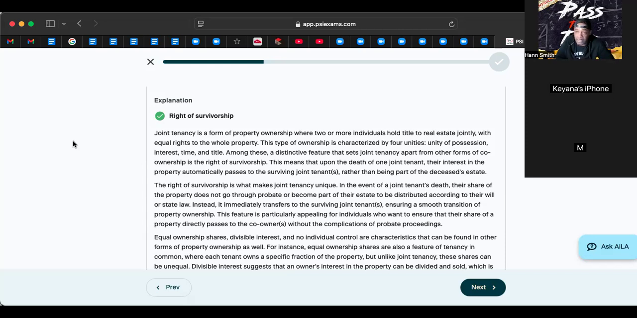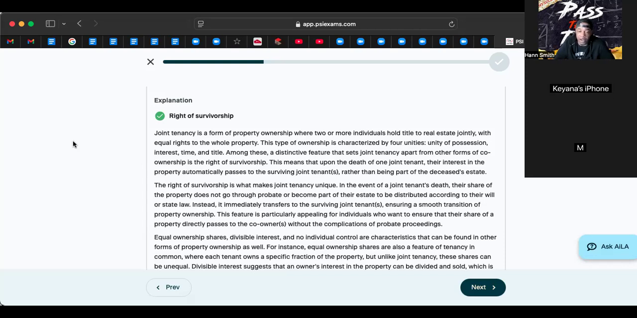Now, joint tenancy is separate, and joint tenancy with the right of survivorship is a different thing. That's why I really didn't like the question, but it is what it is. It said the right of survivorship is what makes joint tenancy unique. In the event of a joint tenant's death, their share of the property does not go to probate or become part of their estate to be distributed according to their will or state law.